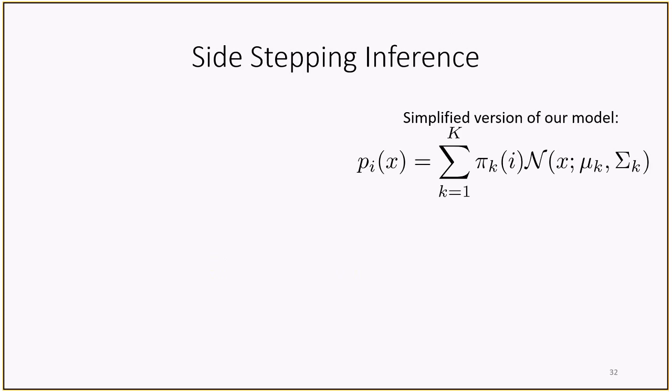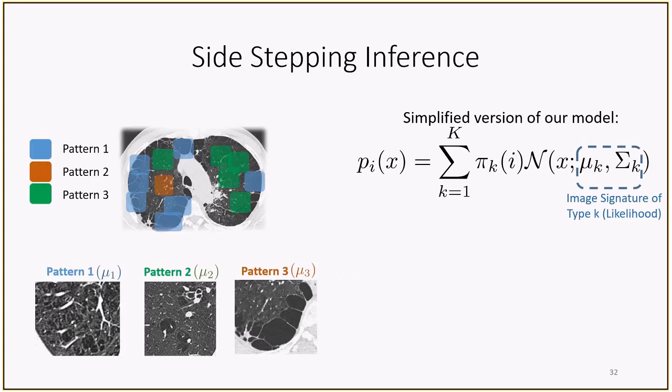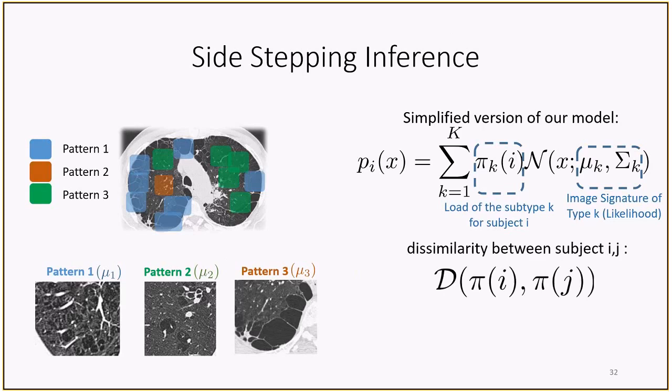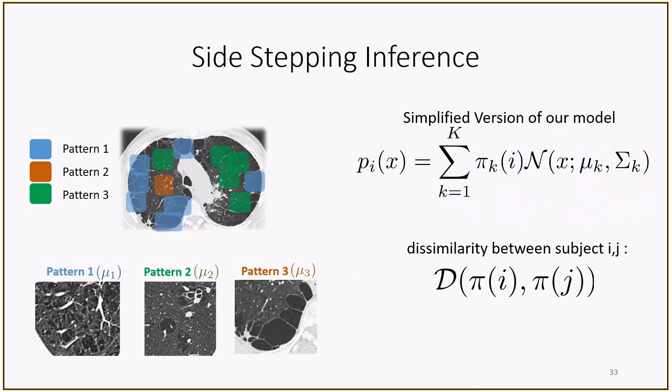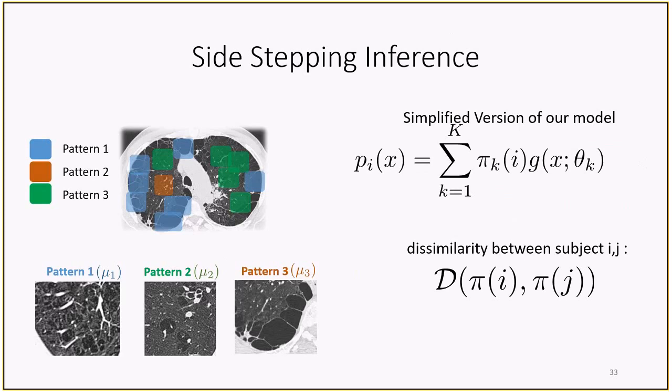If you write the simplified version of our model, basically we model every subject as a mixture of normal distributions. This part parameterizes the local image pattern, and this part represents the load of each of the subtypes for each individual. So if I want to compare one subject to another subject, I just have to compare this load across different individuals. But that requires estimating all these values that I don't know, and also assuming this normal distribution, which is basically equivalent to assuming the latent. What we propose here is to relax this assumption.